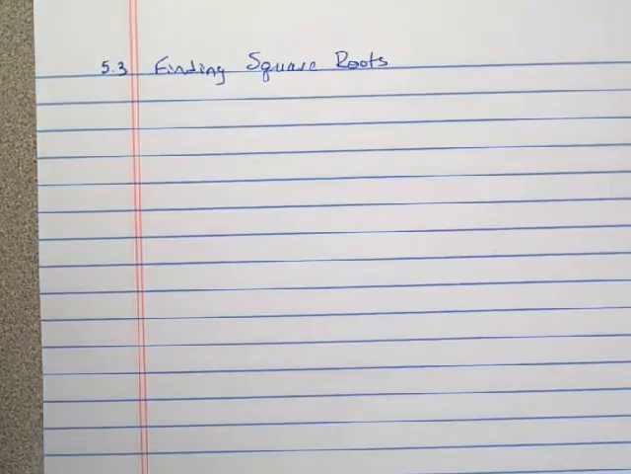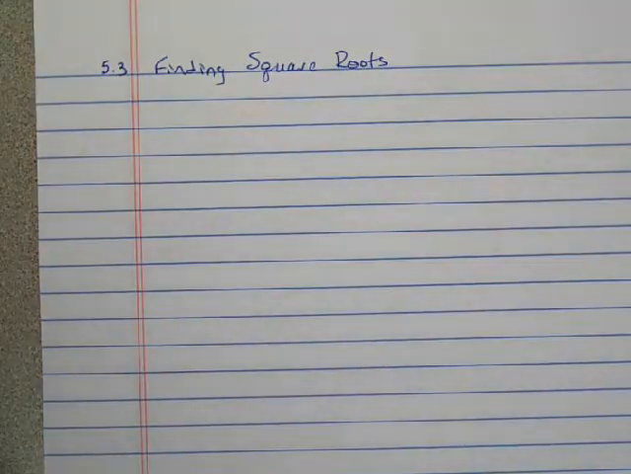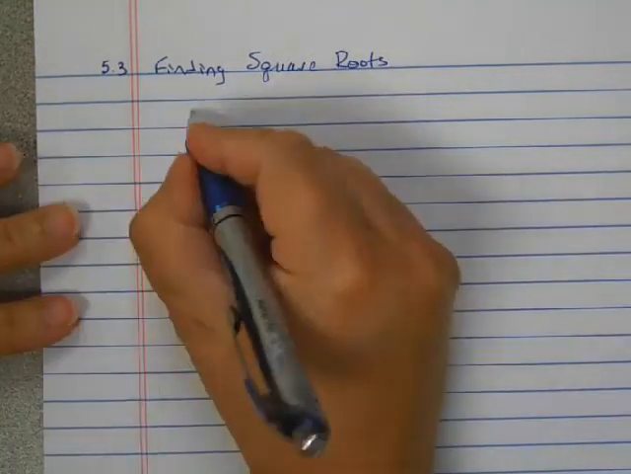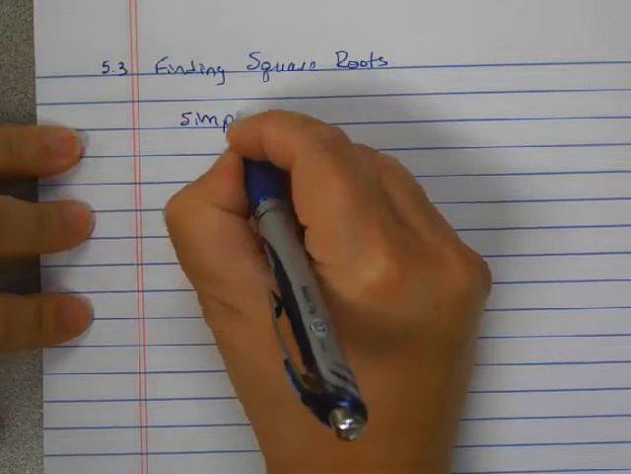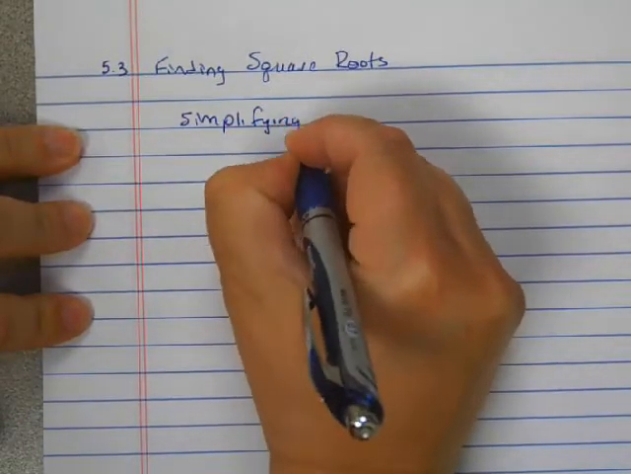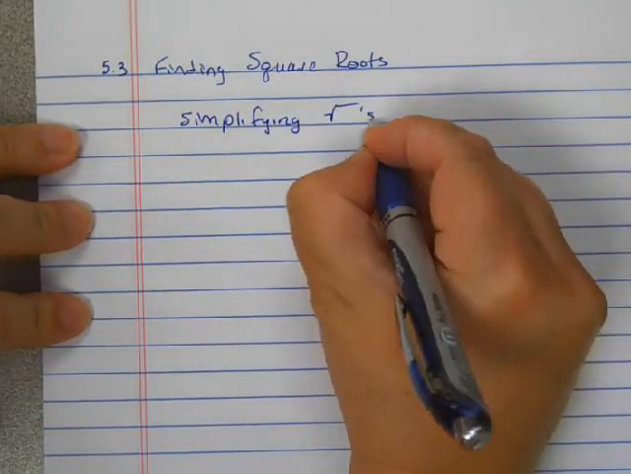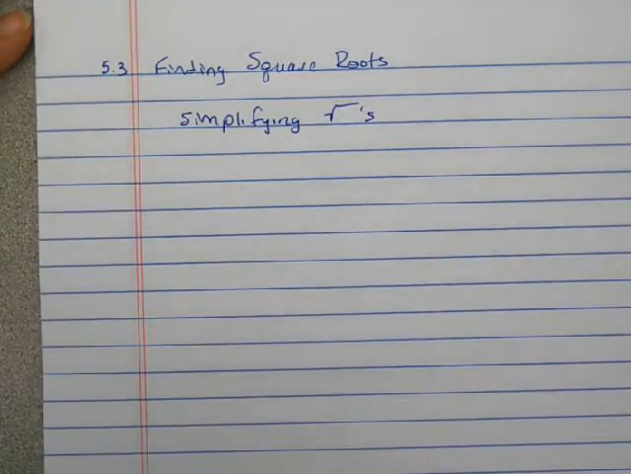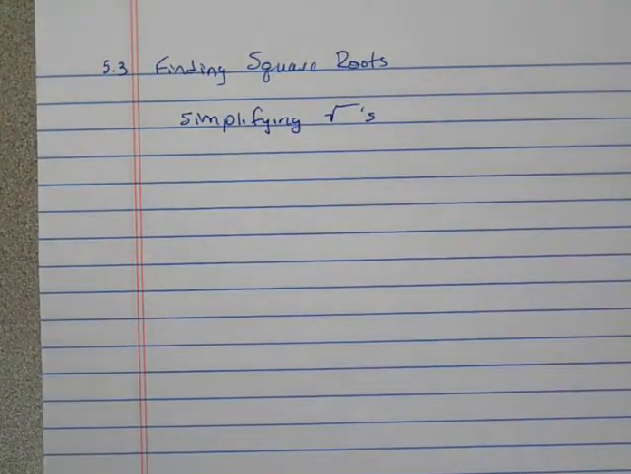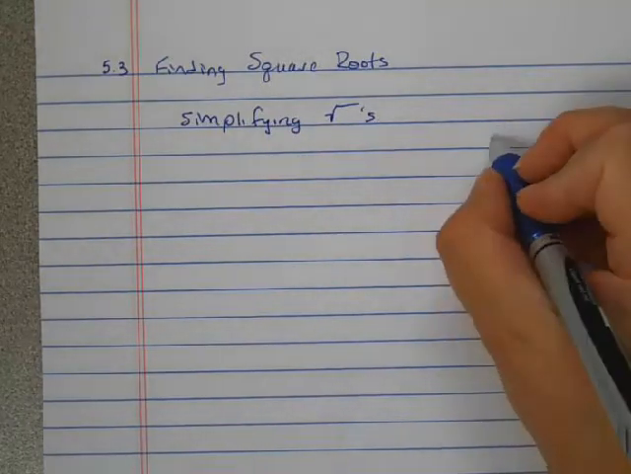This is lesson 5.3, finding square roots. I want to go back and do a little bit of review on simplifying radicals. This is a topic you talked about a little bit in Algebra 1, but I think sometimes in Algebra 1 it's a little bit over people's heads. They just need more time for processing. So I'm going to talk about it again.